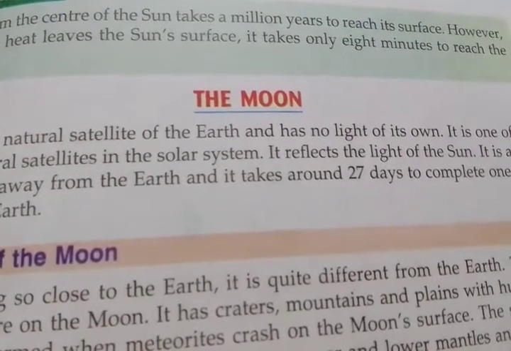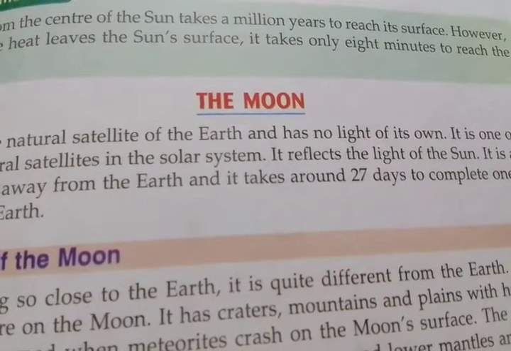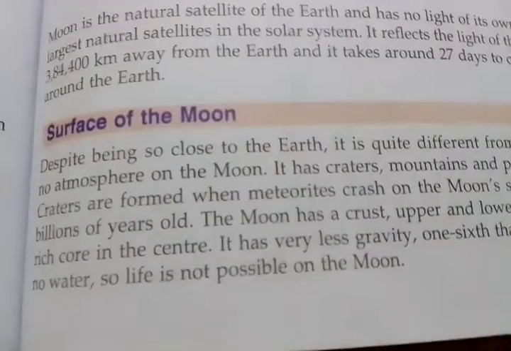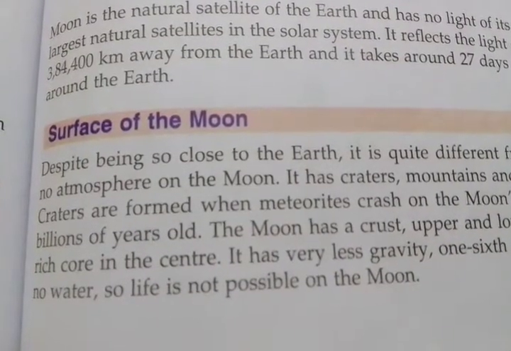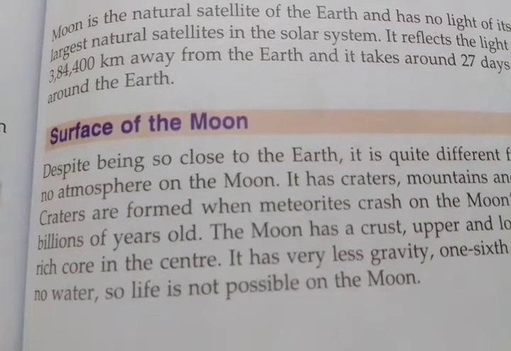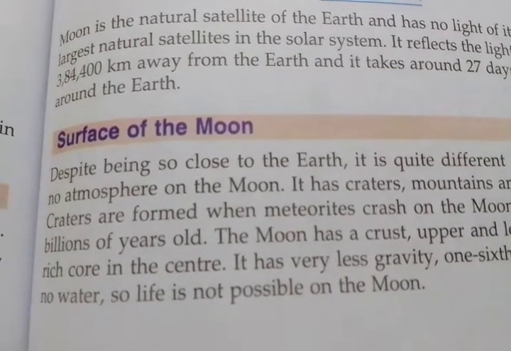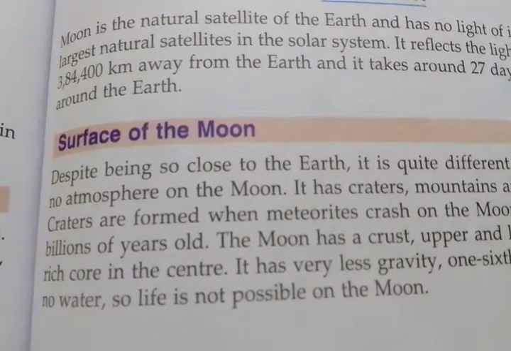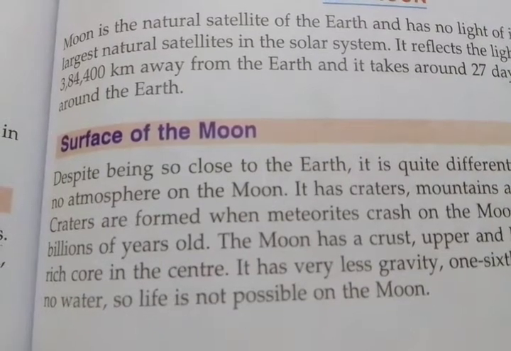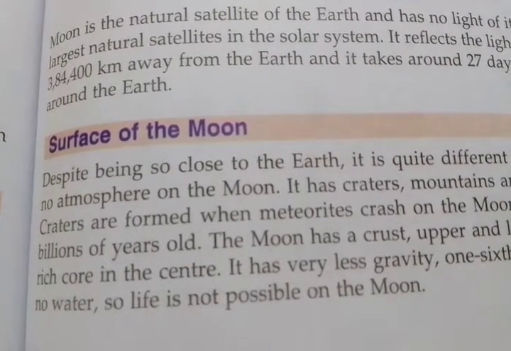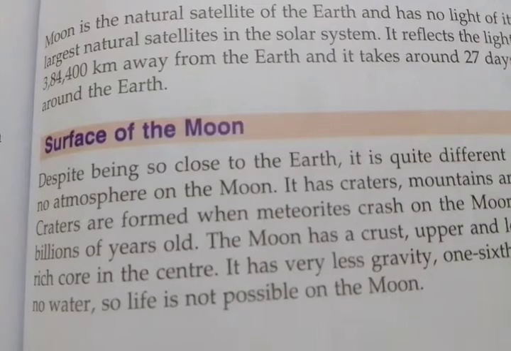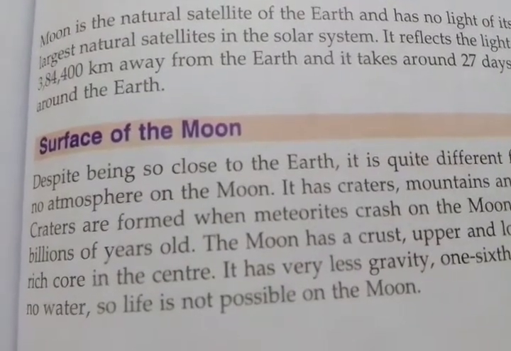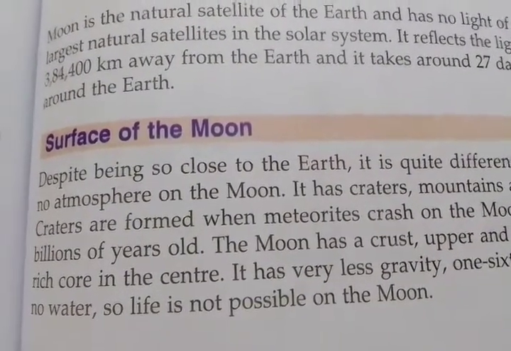And the surface of the Moon. Despite being so close to the Earth, it is quite different from the Earth. There is no atmosphere on the Moon. It has craters, mountains, and plains with huge dust. Craters are formed when meteorites crash on the Moon's surface.